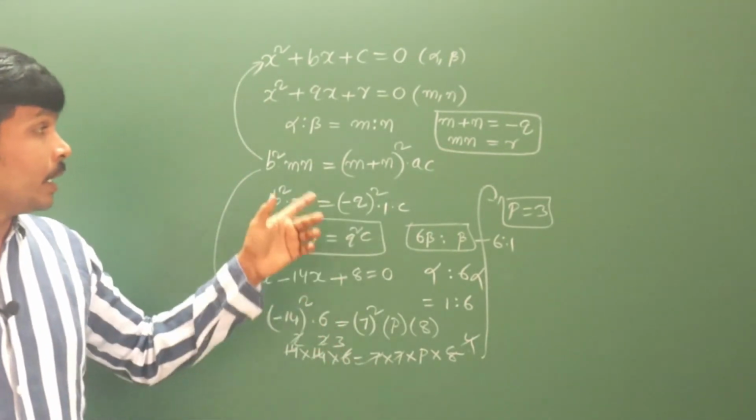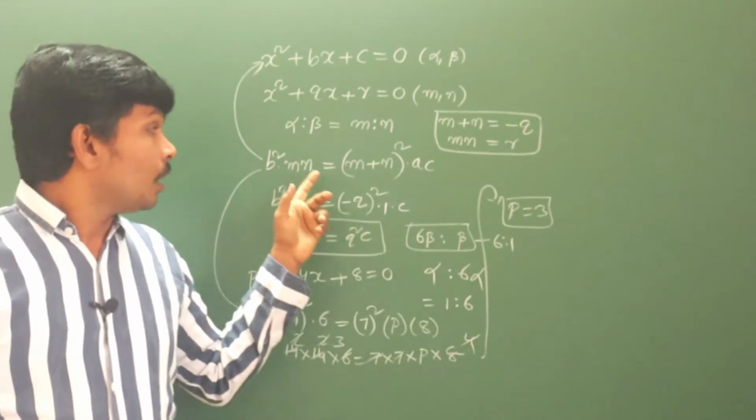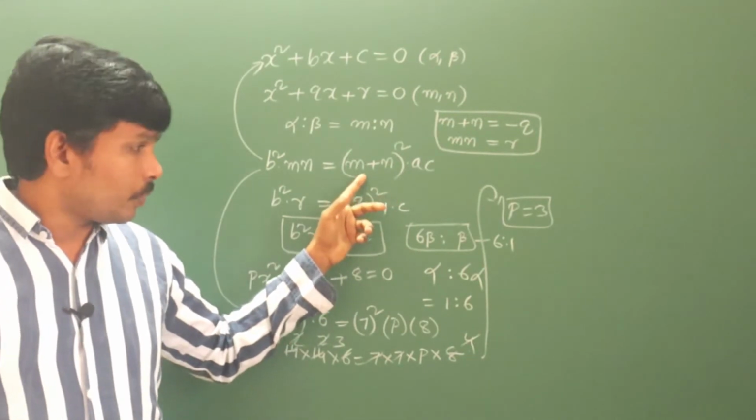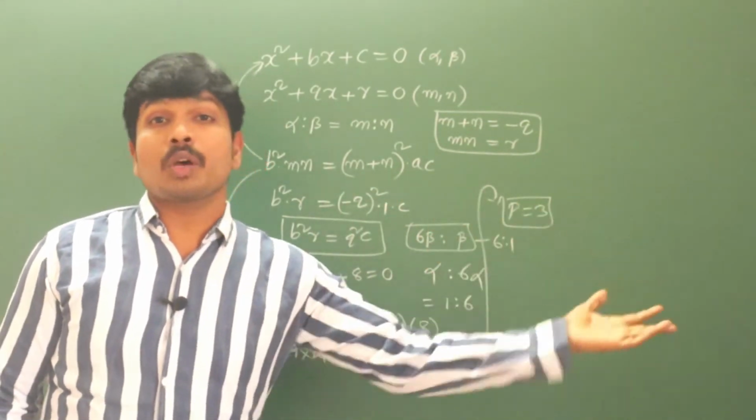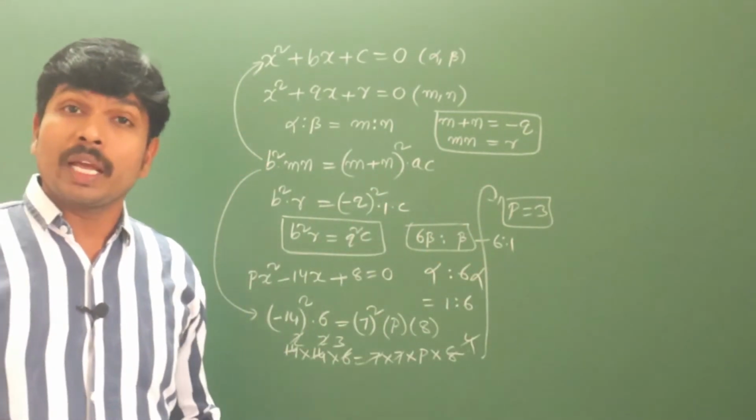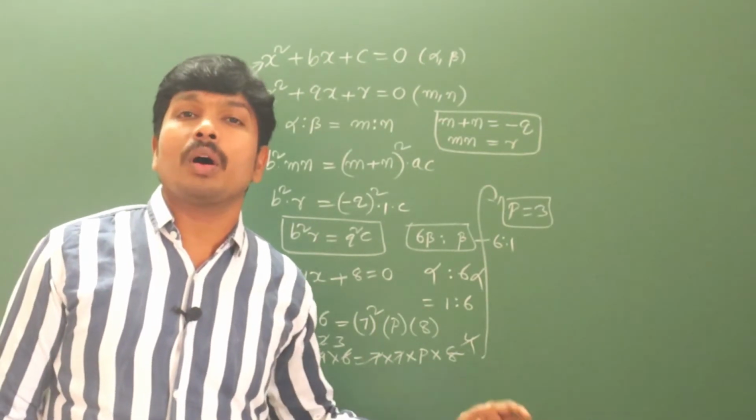So that's why here we followed the commutative law, for mn and m plus n. Therefore, one root is 6 times the other root is nothing but that you take your ratio as 1:6 or 6:1.